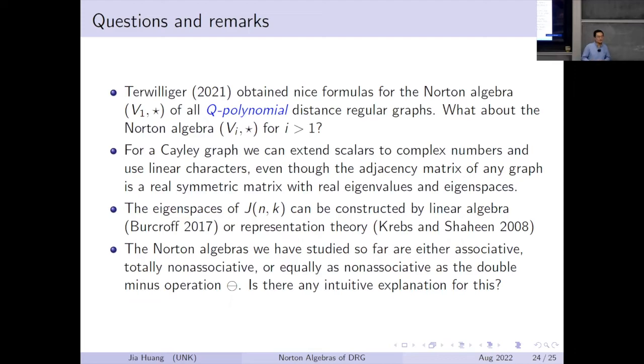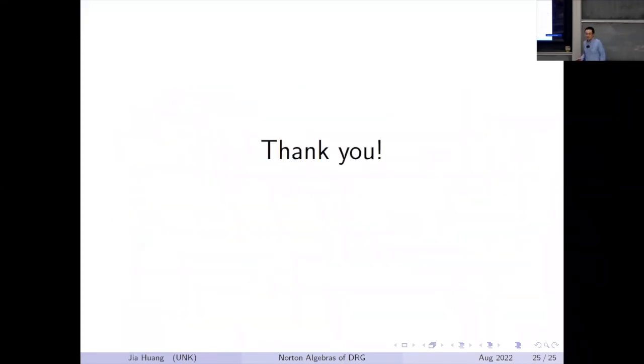Again, when we introduced that operation, we had no idea this could be connected to anything algebraic. I just thought, plus minus, let's just do double minus, right? Is there any explanation for this? I'm not sure. It's kind of a mystery to us right now. Okay, I'll just stop here. Thank you for listening.